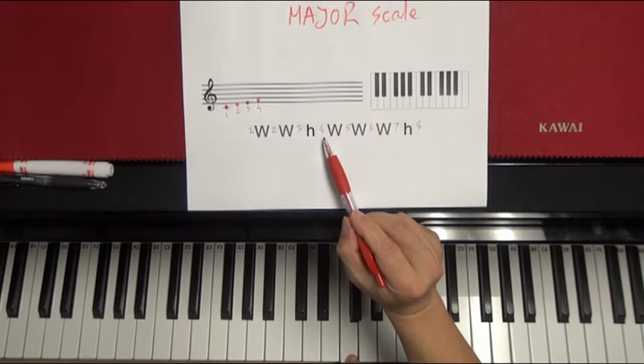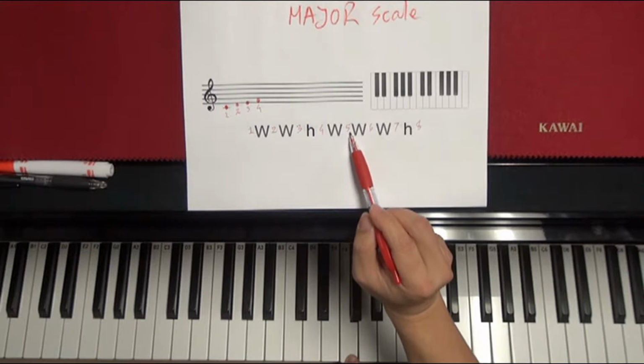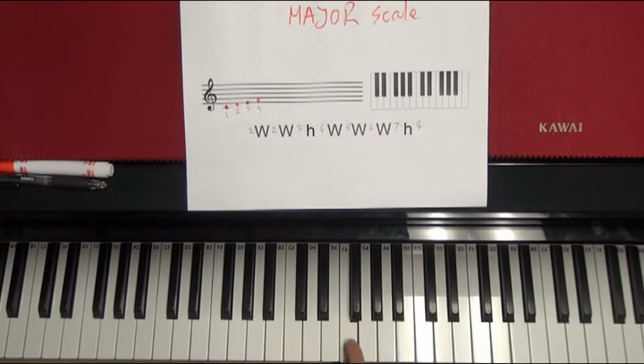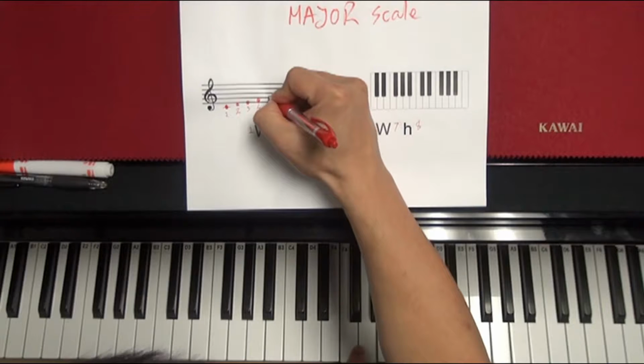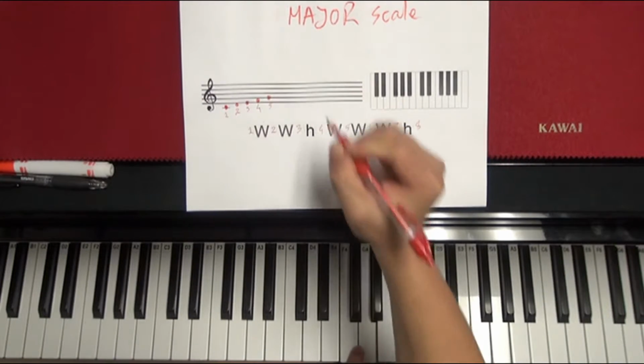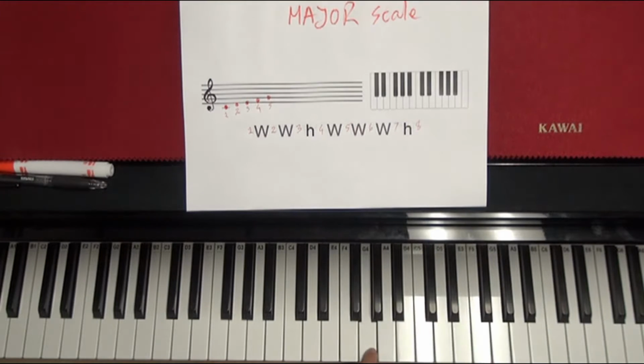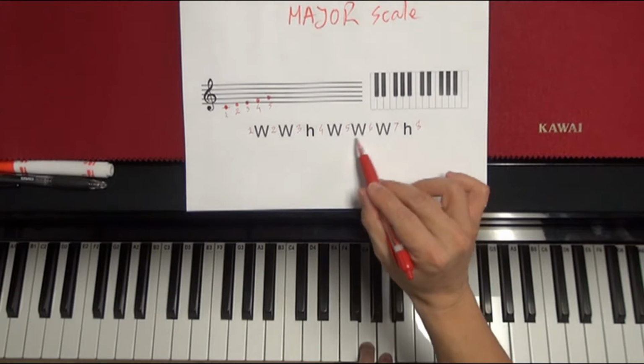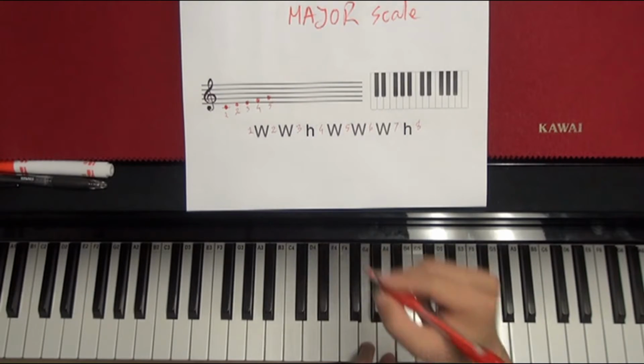And now, from the fourth to the fifth note has to be a whole step. So F to G, that's a whole step, right? Because there's a black key here. Okay? And now from the fifth to the sixth is also a whole step. Okay, so that's A.